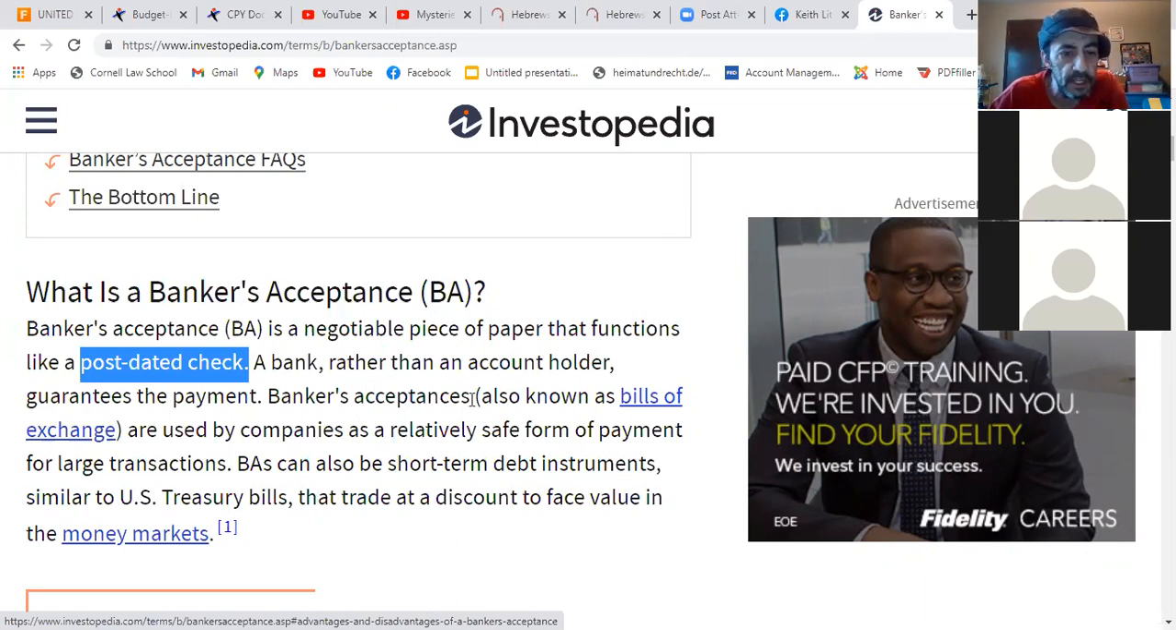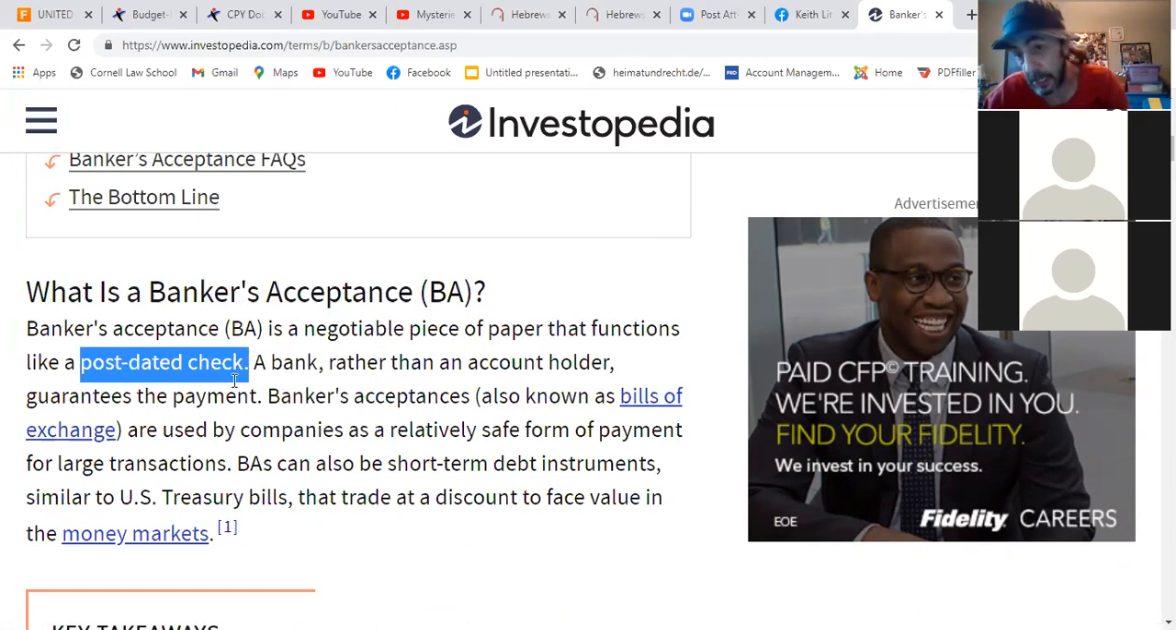Banker's acceptances, also known as, look at that, bills of exchange, are used by companies, functions as post-dated checks. They're also known as bills of exchange. You getting it, people? When they sit there and say you can't use a bill of exchange, excuse me? I'm sorry, you can't use a post-dated check. Excuse me? They're telling you your qualifying phrases are not accurate.